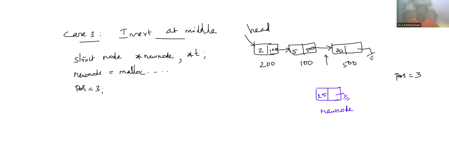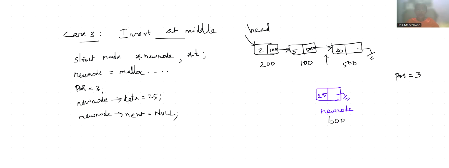Okay, listen. First you can allocate your new node and its fields. New node of data is equal to 25. New node of next is equal to NULL. Okay. So the address of this new node is 600.